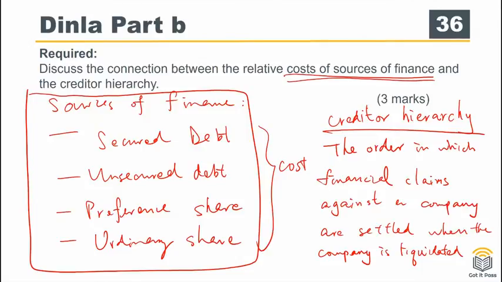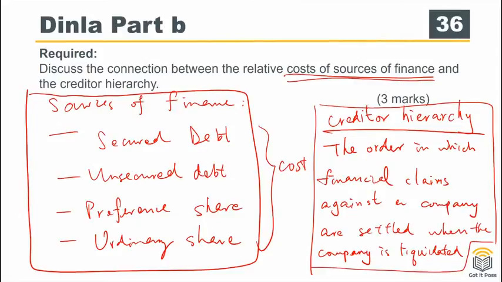Okay, so here we understand two concepts. First of all, the sources of finance: secured debt, unsecured debt, preference shares, and ordinary shares on one side. The other side is the creditor hierarchy, which is the order in which financial claims against a company are settled when the company is liquidated. And remember, different sources of finance have different orders of claims when the company is liquidated.